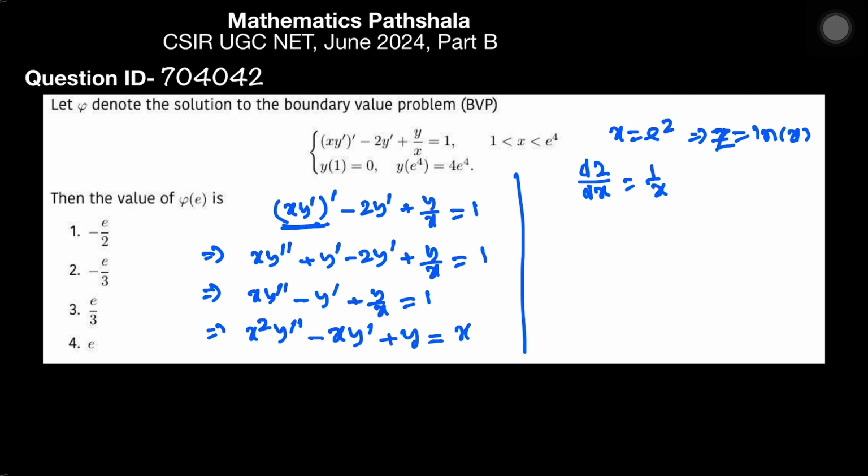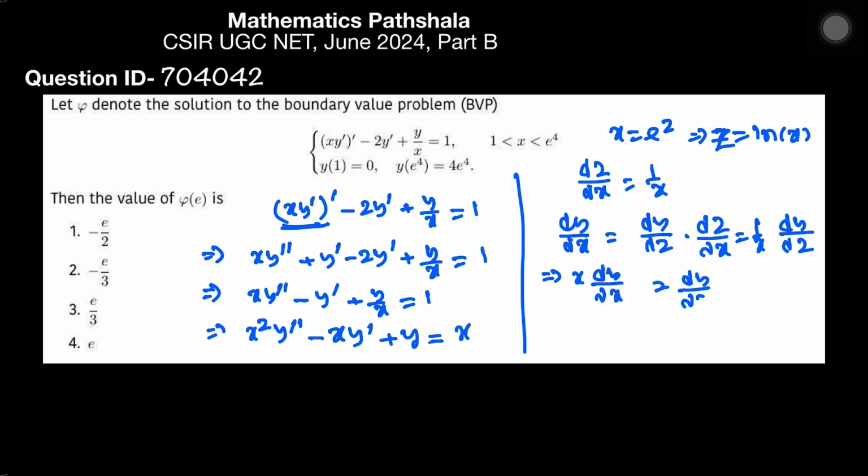So what we get? dy/dx = dy/dz times dz/dx, and dz/dx = 1/x. So dy/dx = (1/x) dy/dz. Okay. So this gives x dy/dx = dy/dz.